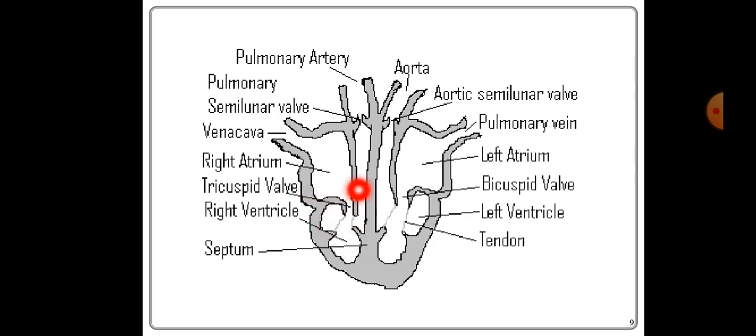So the blood is pumped through the pulmonary artery, which branches into the left pulmonary artery and right pulmonary artery, going to the left lung and also the right lung. So this is also another diagrammatic representation of the heart.